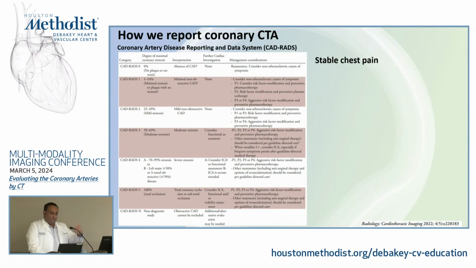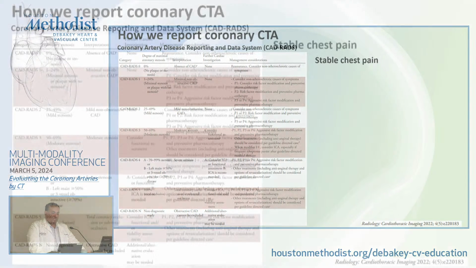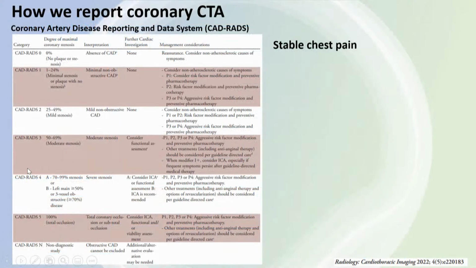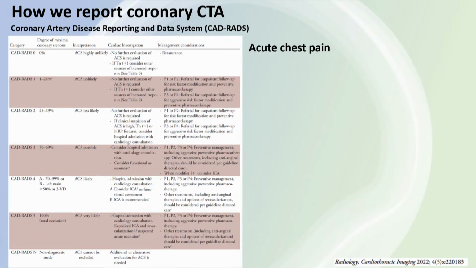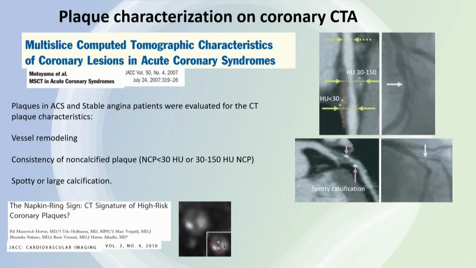So I won't go over these tables, but they have two different tables that not just address the stenosis and the degree of plaque, but they also go over what future cardiac investigations and management are suggested based on these results. There is one table for the stable chest pain patients, and then we have another one for acute chest pain patients. And in the acute chest pain patients, of course, in the interpretation, the main focus is how likely it is that the patient has an acute coronary syndrome. So that's enough for CAD-RADS.